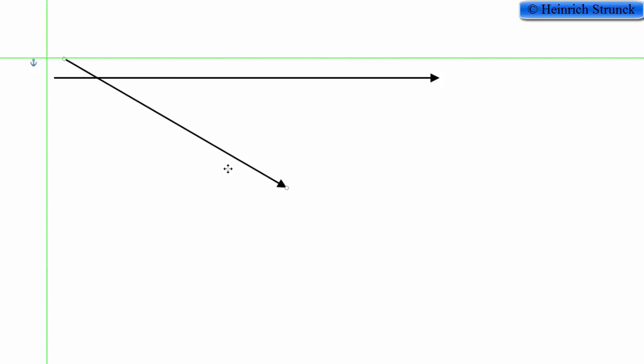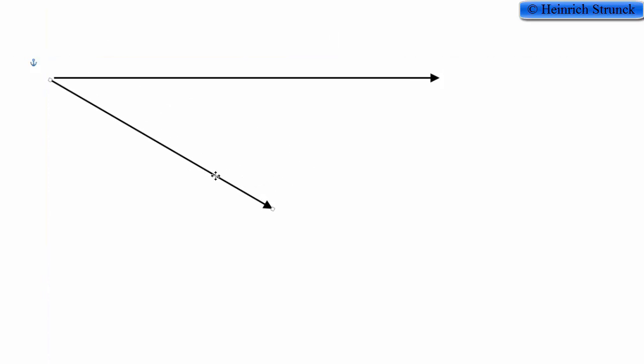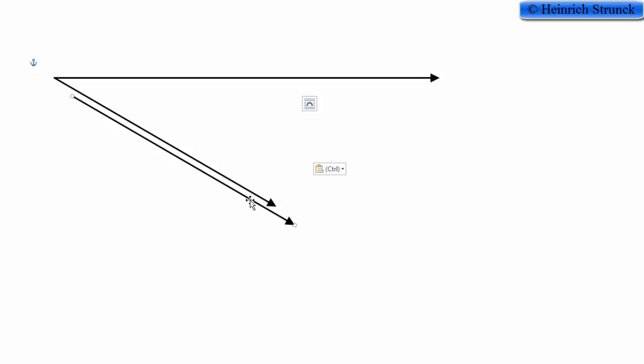Then we can move the vector so they have the same beginning point. And we also can make a copy of this vector and place it at the end of the other vector, because we have to make the sum of the vectors. So the sum of the vectors is a vector that starts here and ends up here. We can also take this vector and copy that and place it at the bottom.